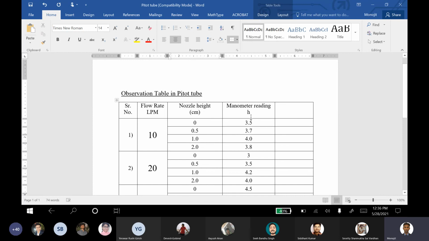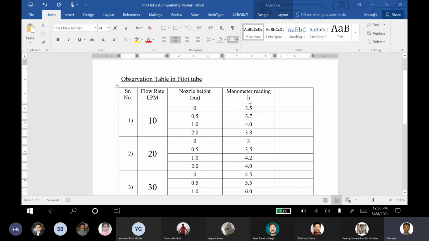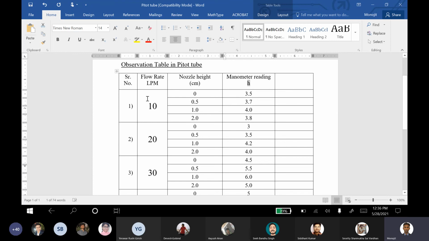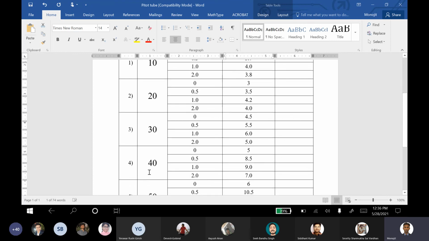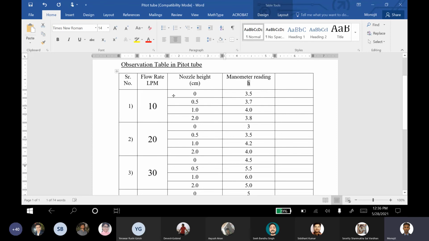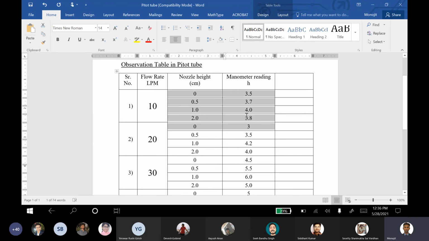And this is marked as H. I don't know whether this H is the H that I discussed or this is Y. I think this is same as Y for our case, the way I have marked the Y. So this is basically the height, manometer height. And you have this for 1, 2, 3, 4, 5 different flow rates. So for 5 different flow rates, you have all the data.